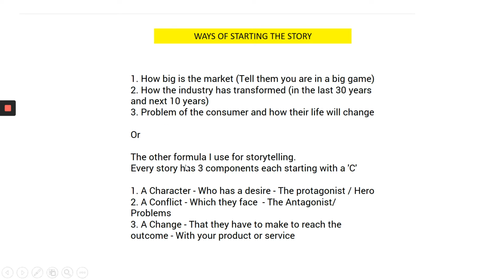The other one is the three Cs: a character who has a desire. He's none other than the hero who is going to buy a product. And then he has a conflict. That means he has certain problems. He's not able to reach the expected outcome because of these hurdles. And then a change is nothing but your product, which should help the character resolve the conflict and get to the expected outcome. So these are the two ways of telling a story.